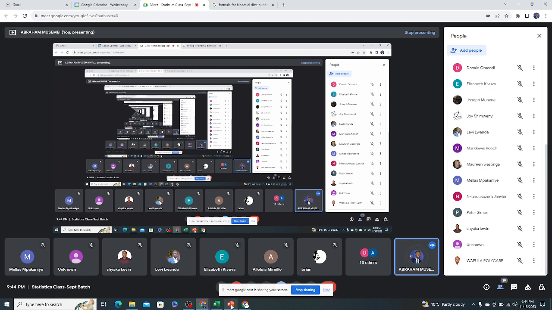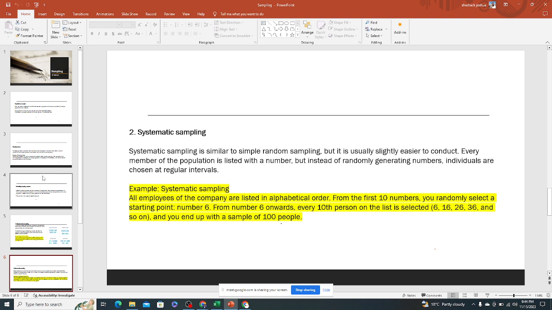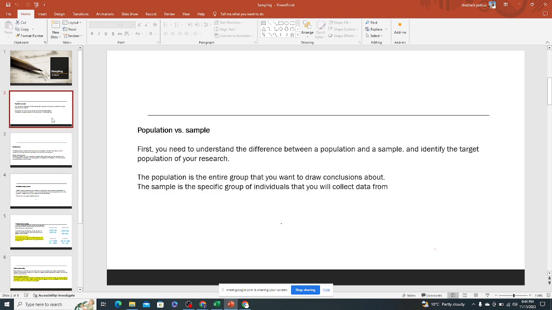Good. I hope we are together up to that point, and ready now to wrap it up with sampling methods. Okay, good. Let me now start with sampling methods. It's very easy. Sampling methods are very easy.